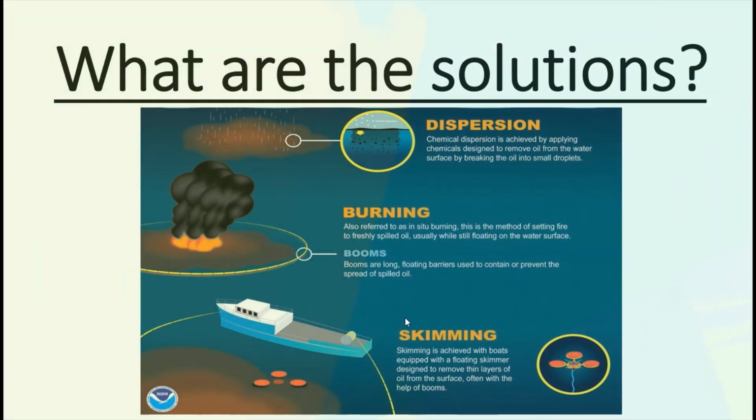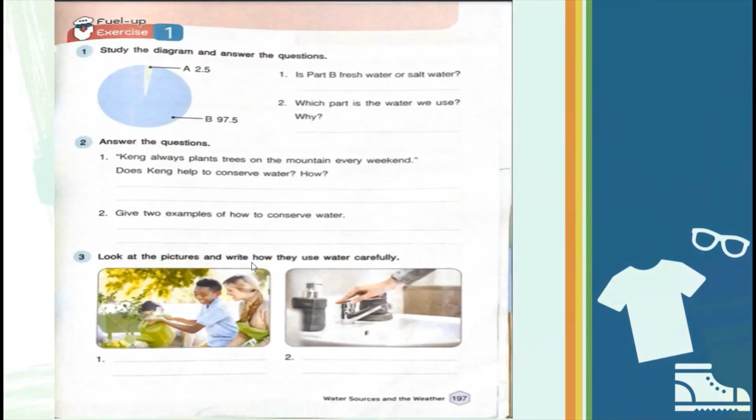And the last one here is skimming. Skimming is achieved with boats equipped with a floating skimmer, like the one you can see in the picture, and they are going to remove the thin layers of oil from the surface with the help of these yellow booms. All right, now at this point in time, I want you to open your book to page 197.